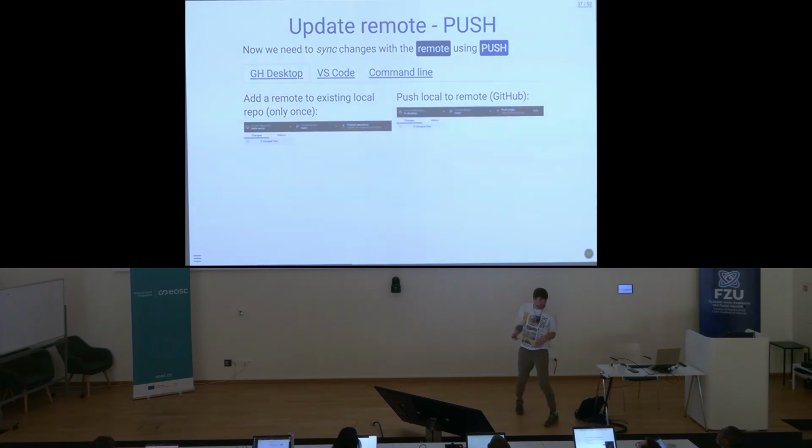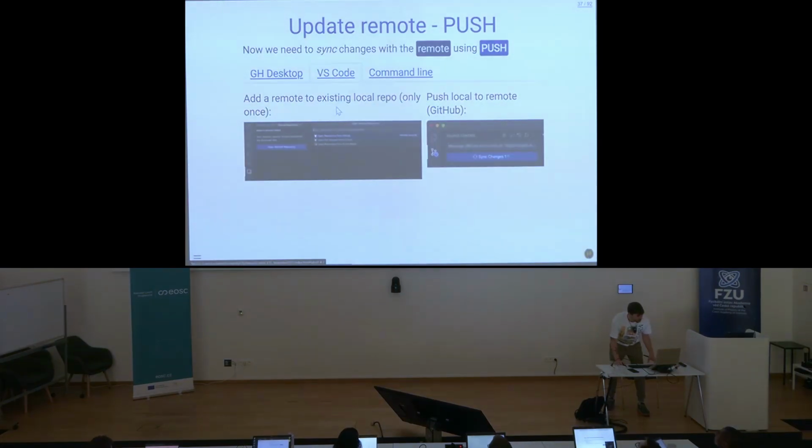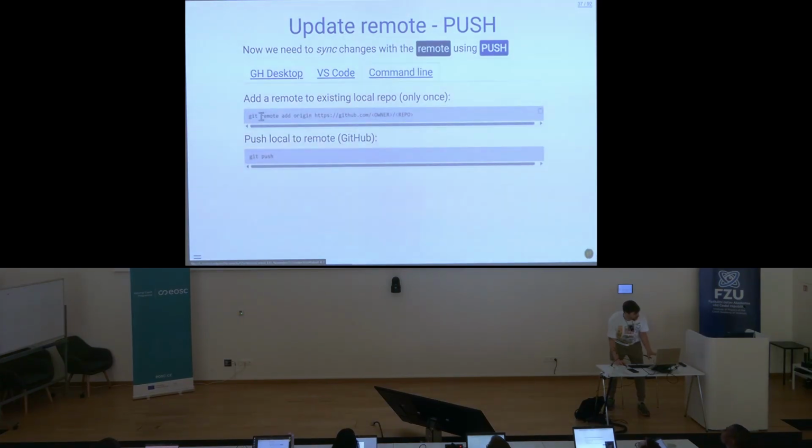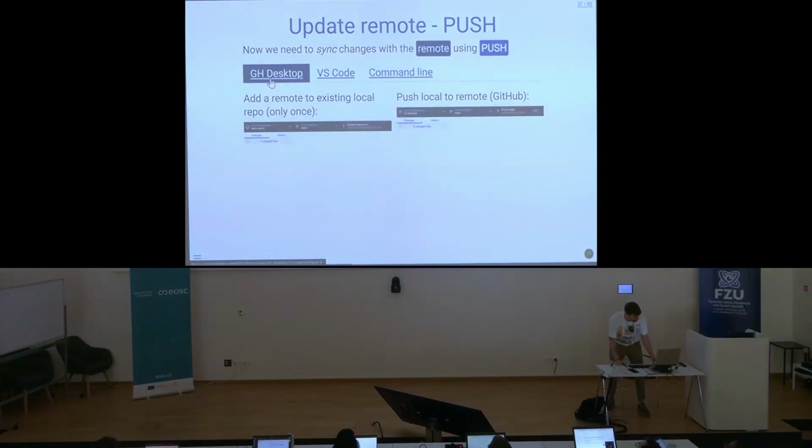And again, I will show it in GitHub Desktop. In VS Code, it's exactly the same. You use the panel, or in command line, it's remote add origin. You need to add the remote, and then you're pushing. So I will show it now in GitHub Desktop.